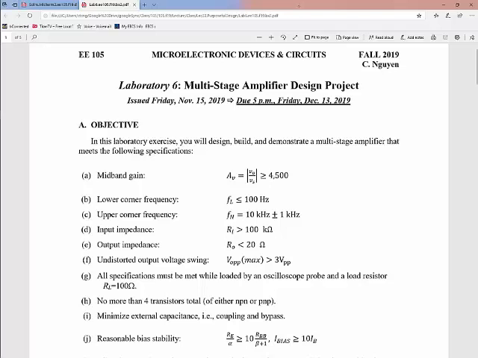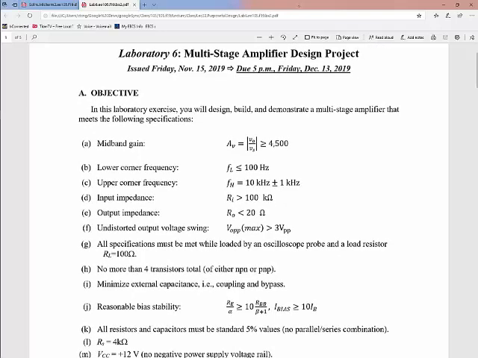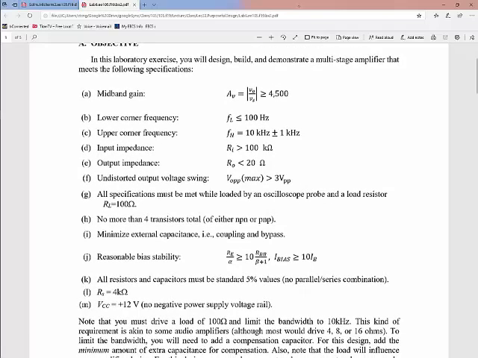Input impedance greater than 100 kilo ohms. Output impedance less than 20 ohms. Those are very much like what you need for a voltage amplifier. Undistorted output voltage swing greater than 3 volts peak to peak. All specs met while you have an oscilloscope probe and a load resistor of 100 ohms. Like I said, no more than 4 transistors total, either of NPN or PNP type.